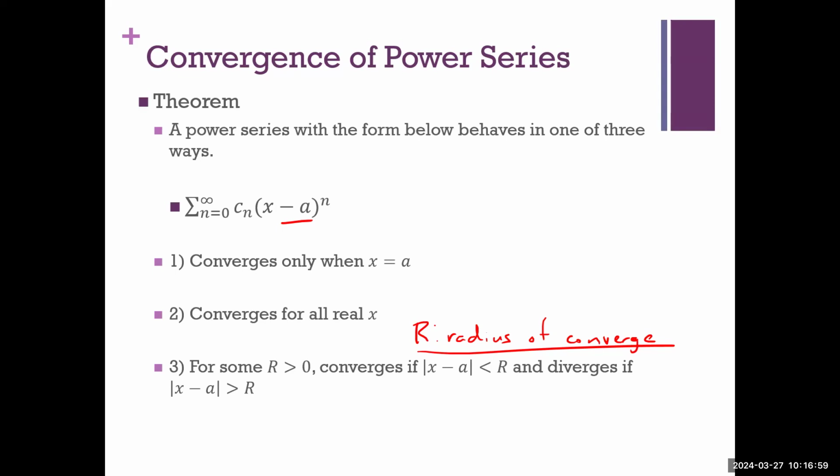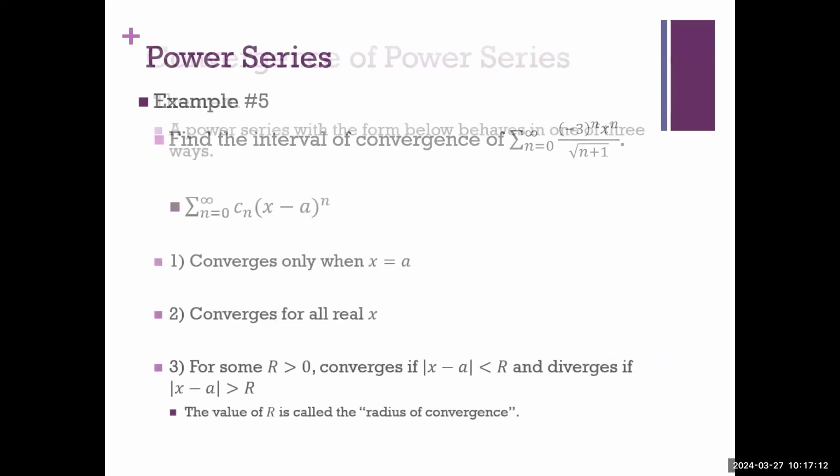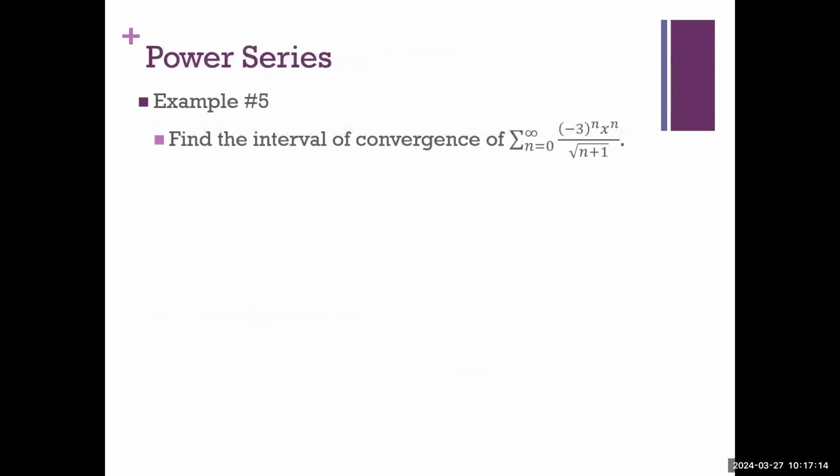But basically, the way you find these behaviors of convergence is almost always done through the ratio test. All right. So we look a little deeper.